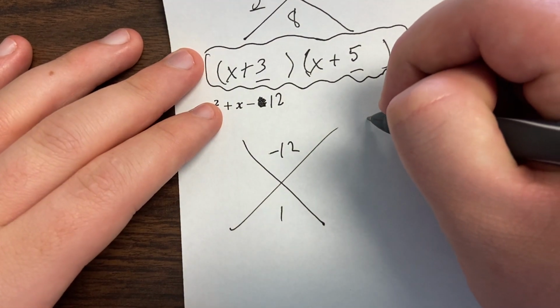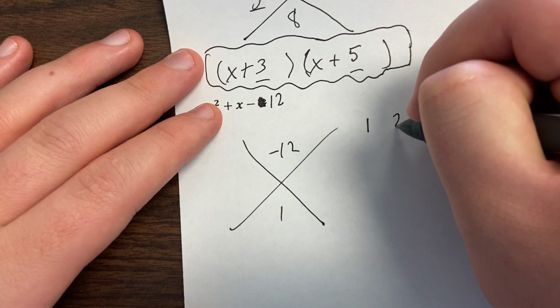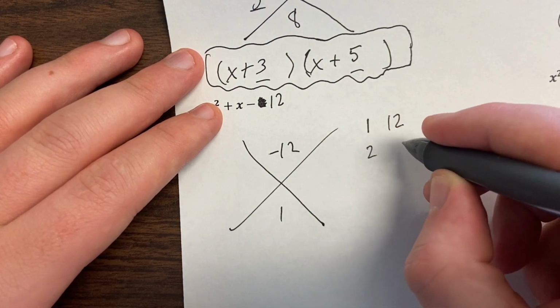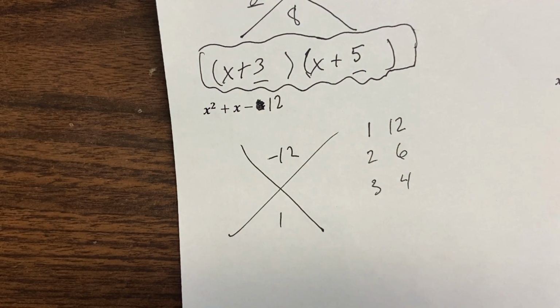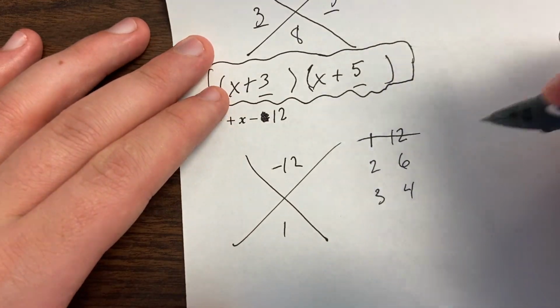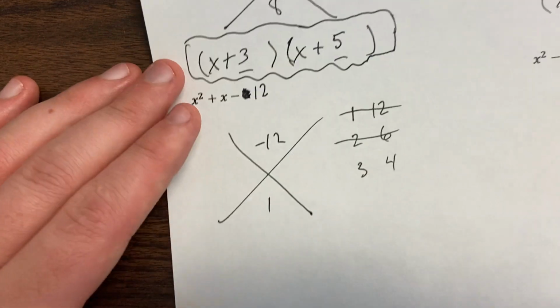All right, let's go ahead and list out our factors. I've got 1 and 12. I've got 2 and 6. I've got 3 and 4. All right, those are the factors of 12. Again, what two numbers can we add together to get a 1? 1 and 12 is not going to get there. 2 and 6 isn't going to get there.